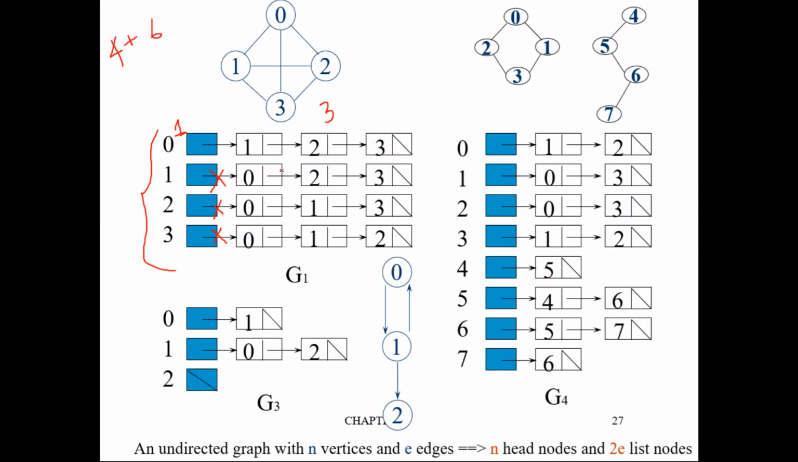Then 1 to 2. When you do 1 to 2, you need not do 2 to 1, so this will be cancelled. When you do 1 to 3, you need not do 3 to 1, so this will be cancelled. Now how many comparisons have we made for this node? For this vertex we have to make one comparison, that is done. But here we have not made 3 comparisons, we have made only 2, because 0 to 1 satisfies this 1 to 0. So here it is 2. So 3 plus 1 is 4, 4 plus 2 is 6, 6 plus 1 is 7, right?